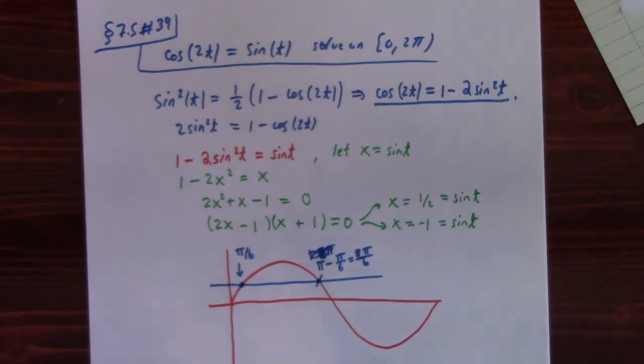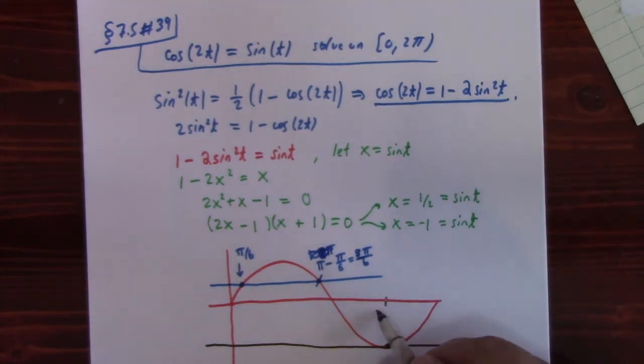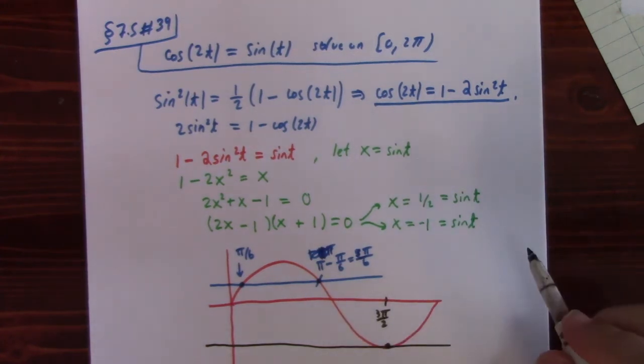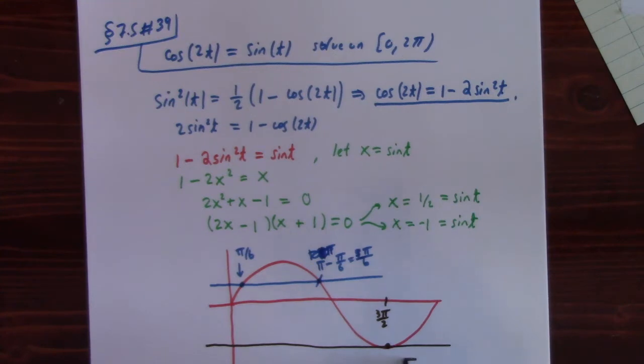And then minus 1, well, that's easier. I mean, sine t equal to minus 1 only happens here, namely 3 pi over 2. Right? So, solution: x equals pi over 6, 5 pi over 6, and 3 pi over 2. There you go. That is how to do that problem. And for what it's worth, that does match the answer in the back of the book.